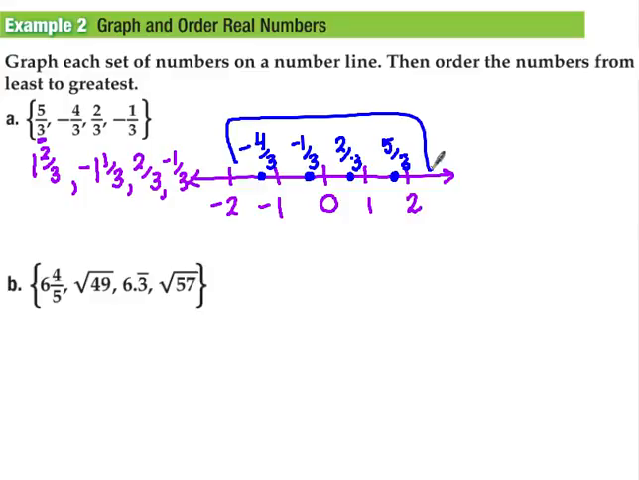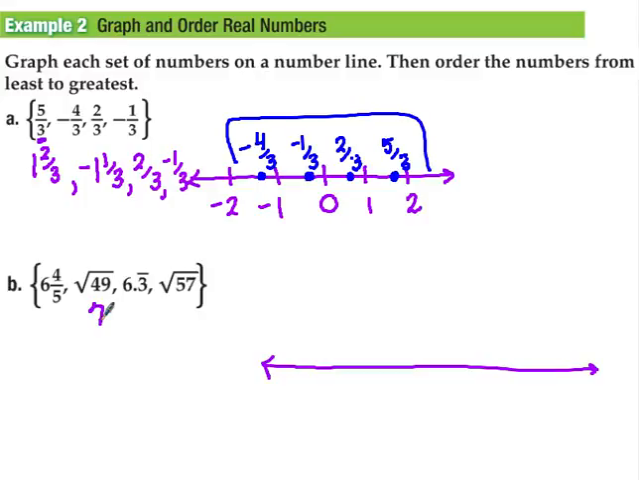Okay, let's go through this next one because this next one's kind of a little interesting. We need to kind of simplify the numbers a little bit. We know 6 4/5, that's good. What about root 49? 7. Very good. 6.3 repeating. And root 57.